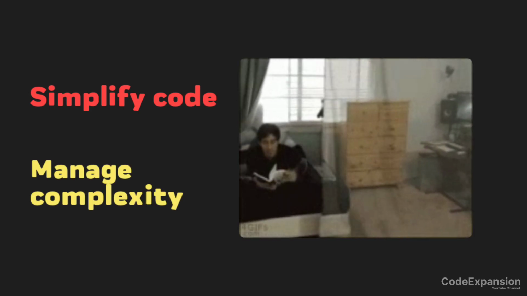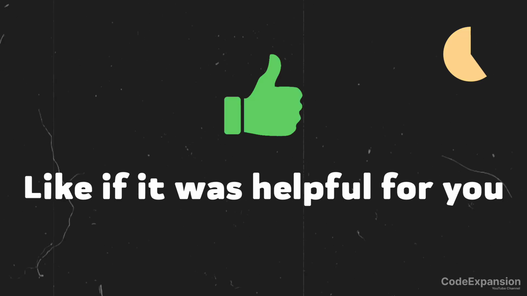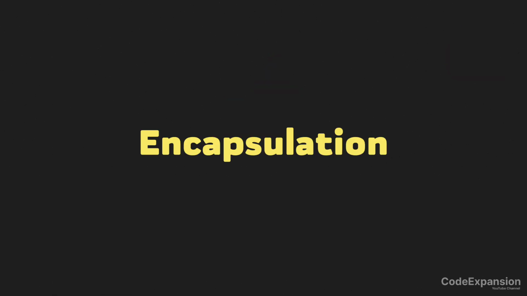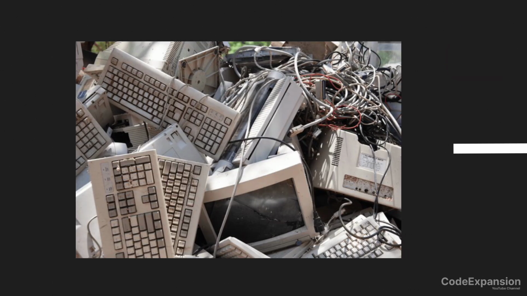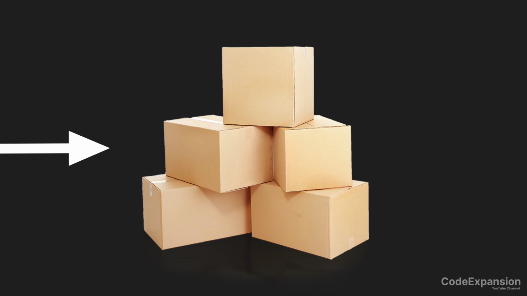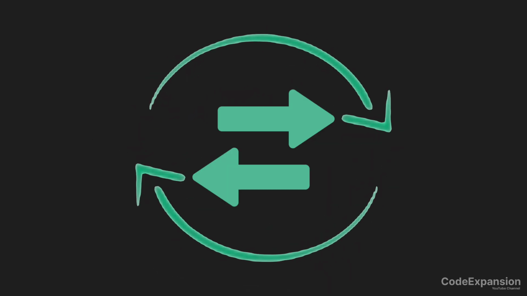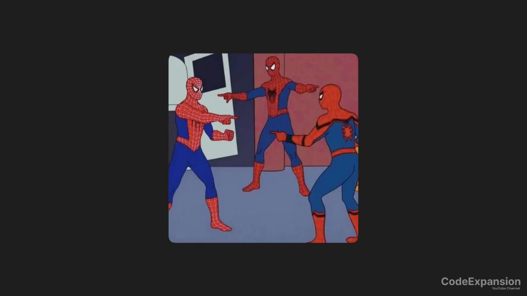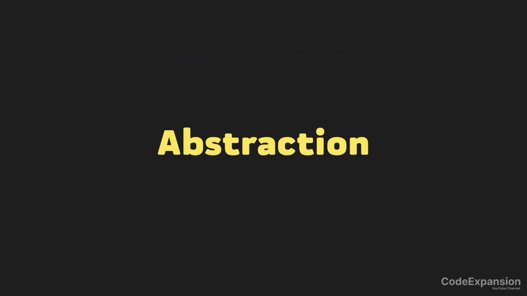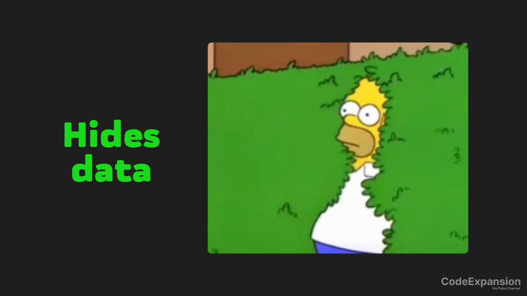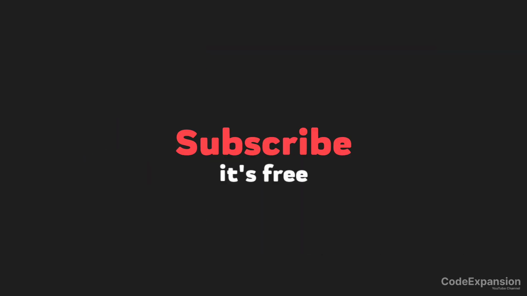So we learned the four important topics of object-oriented programming, which are encapsulation, which hides the messy details and keeps your code secure. Second is inheritance, which lets you reuse and extend functionality. Third is polymorphism, which makes the same command behave differently for different objects. Last is abstraction, which helps you focus on what really matters. And that's object-oriented programming.